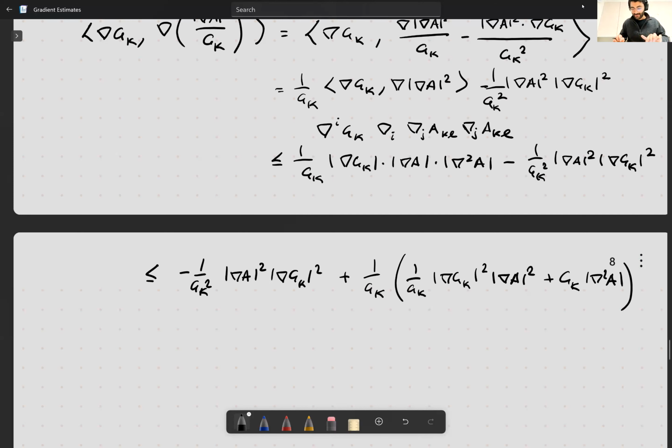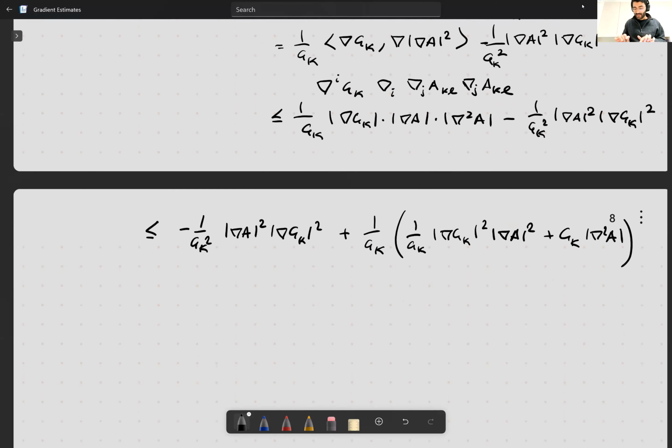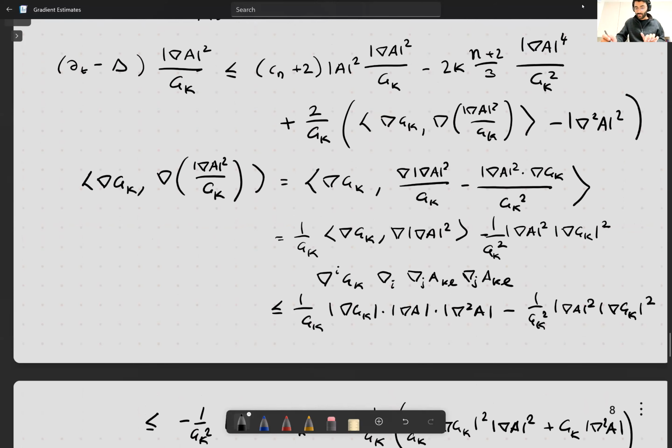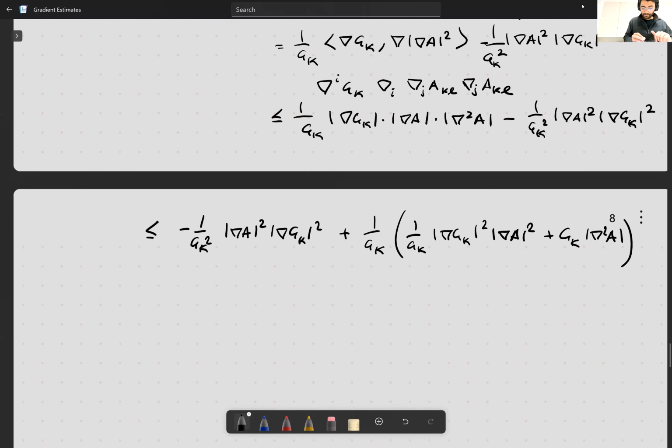That is looking better. So the point is that now we have this Hessian term with no GKs in front of it, which means that we can cancel out this term here, right? And so that gives us 0.